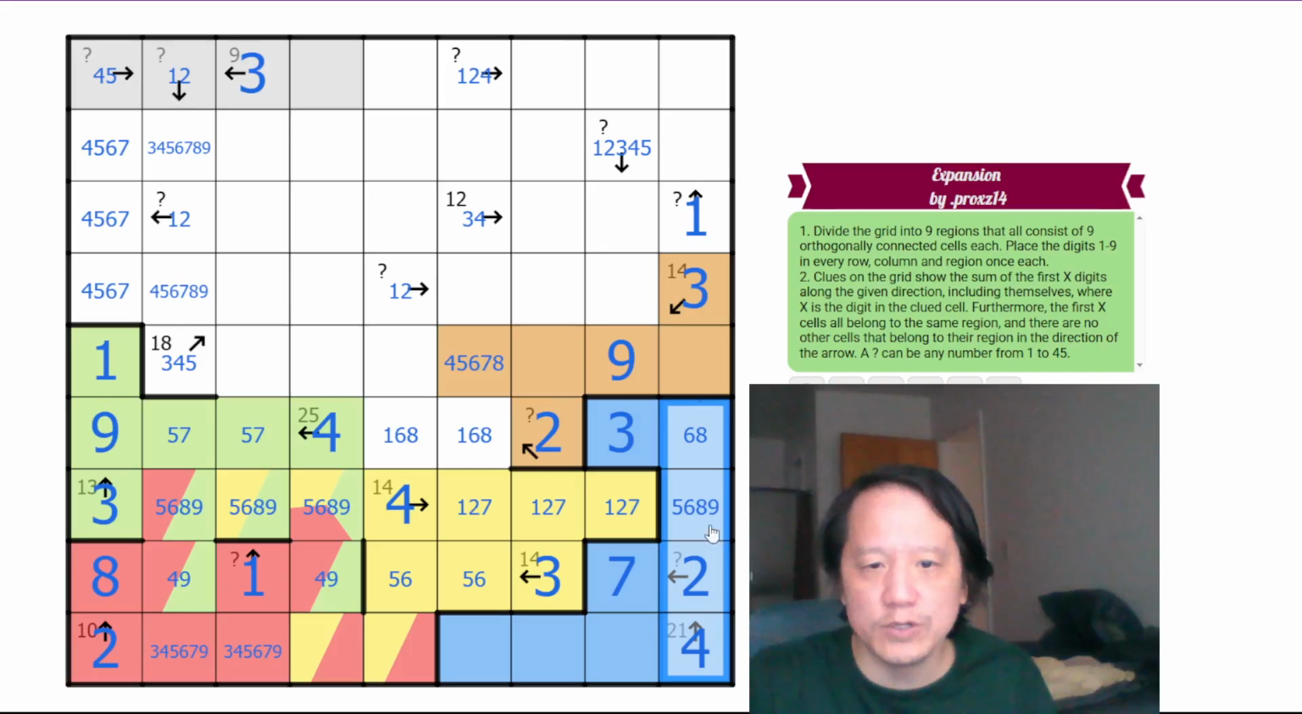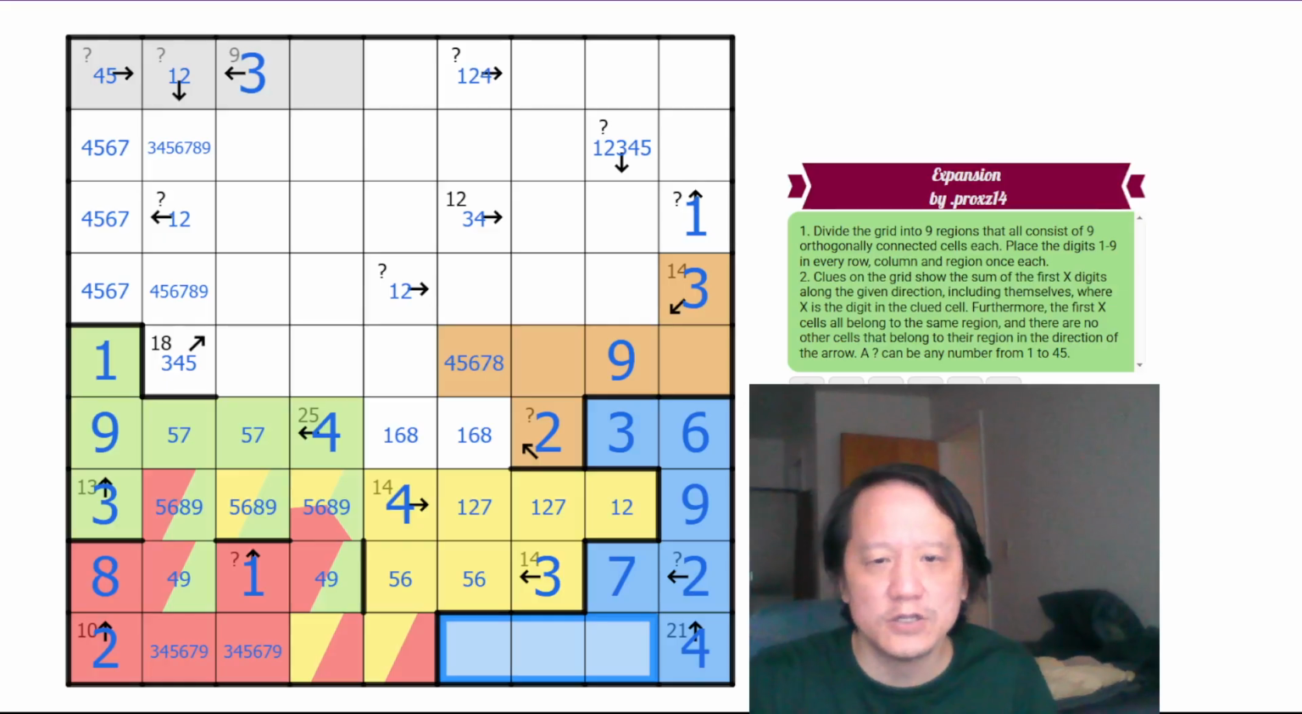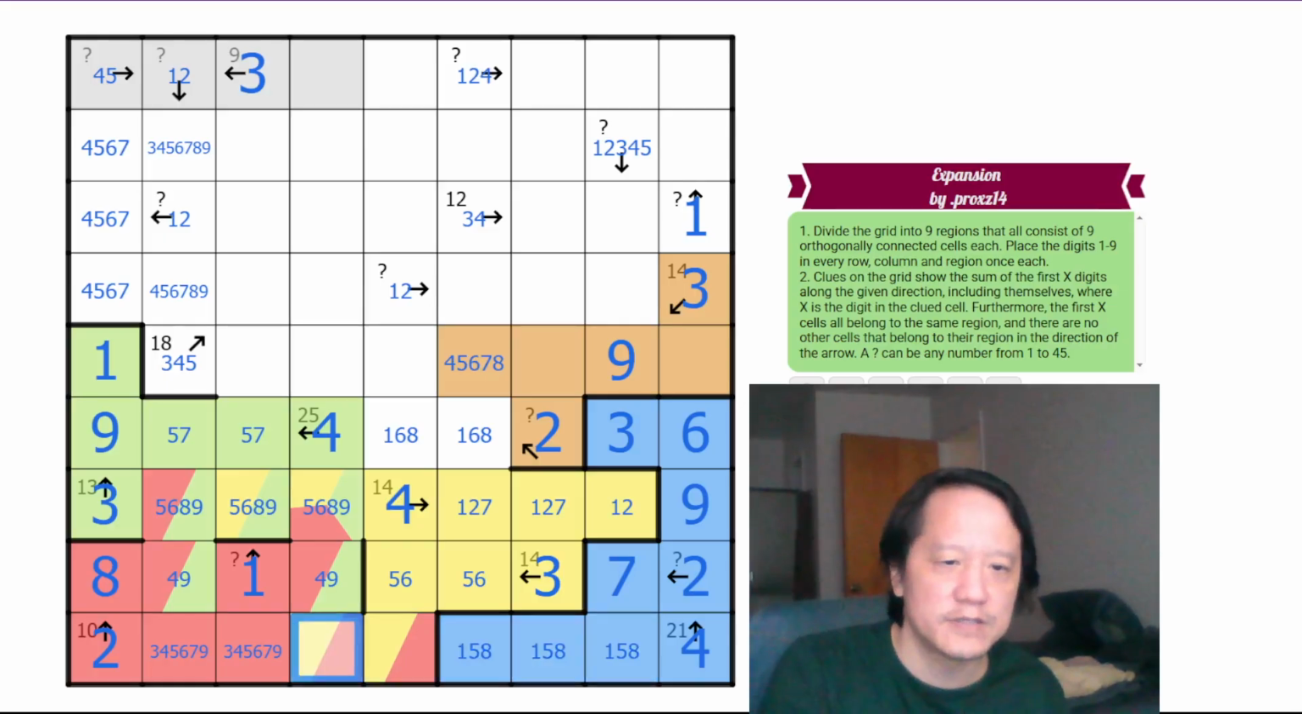To add up to 21, we have 21 minus 2 and 4 is 6. That's 15 left. So this is either 6, 9, or 7. 8 cannot be 7 because of 7 already in the box. No 7 there. So this must be 6 and 9. That means the remaining digits in the blue region are 1, 5, and 8. That eliminates 1, 5, and 8 in the rest of row 9.